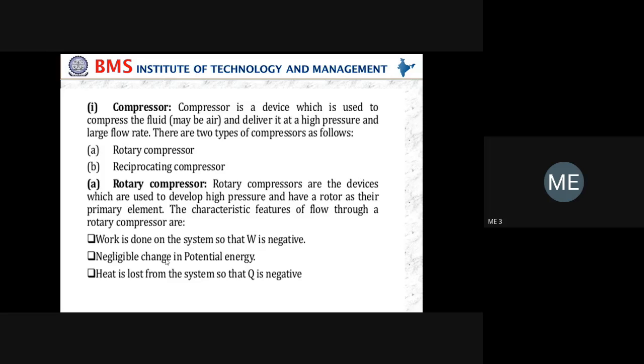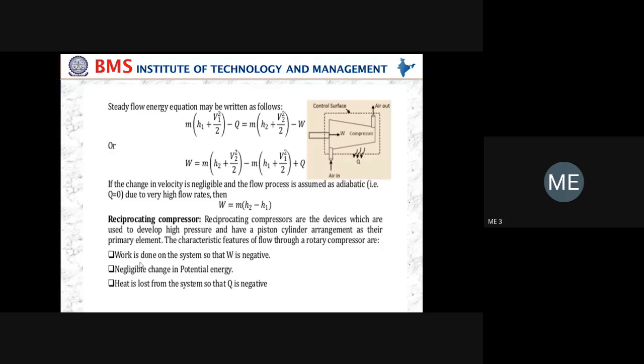The reciprocating compressor is similar to our IC engine. We have a rotary element in the rotary compressor, which is why it is called a rotary compressor. And here the assumptions are most important. As I said, work is done on the system, so W is negative, with negligible change in potential energy, and heat is lost from the system, so it is negative. You see the steady flow energy equation. This is called the compressor.